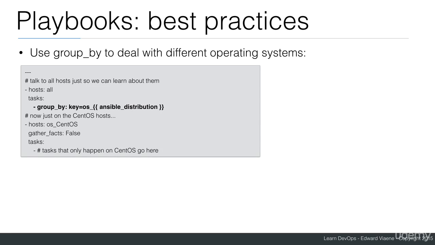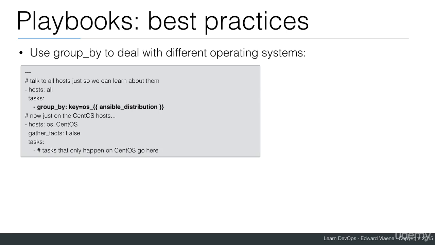You can use group_by to deal with different operating systems. The variable ansible_distribution will be replaced by Debian or CentOS. If you only want to execute a task on CentOS, you can use group_by and then execute only tasks on a single distribution. This is useful if you're writing playbooks that need to be executed both on Debian-based systems like Ubuntu and Red Hat-based systems like CentOS.